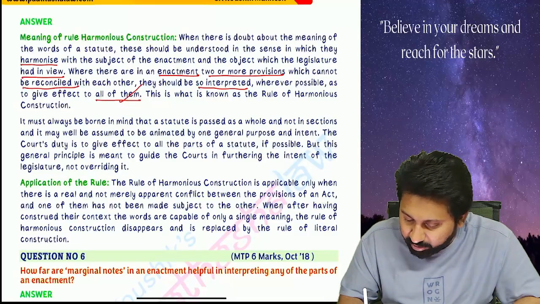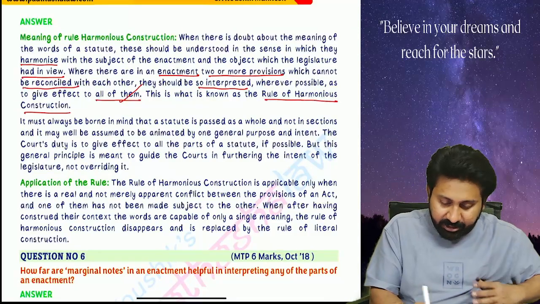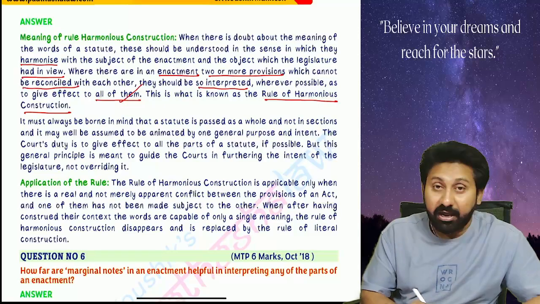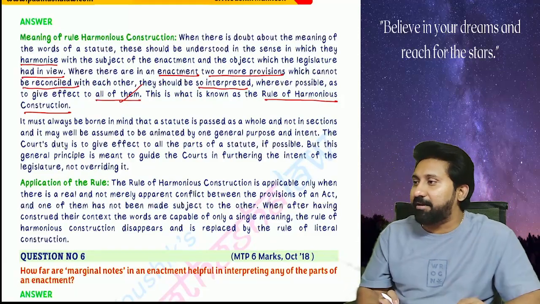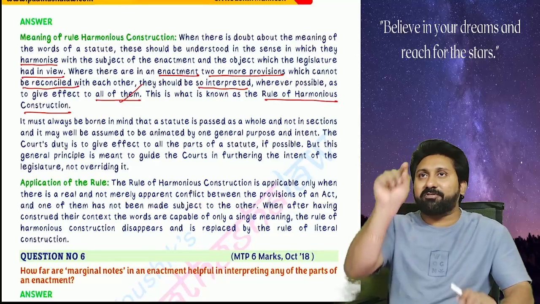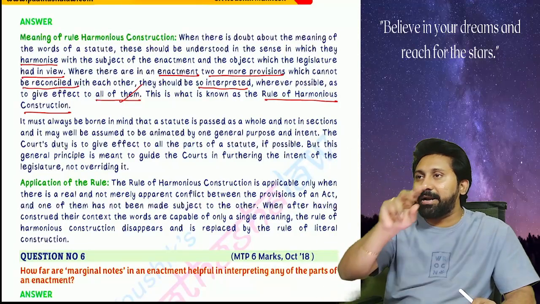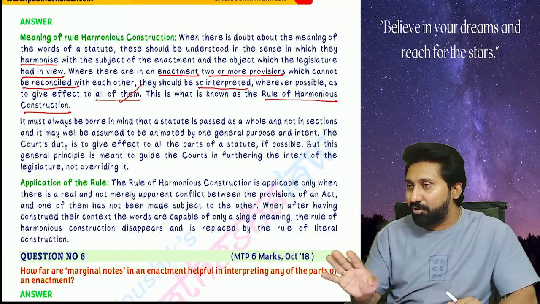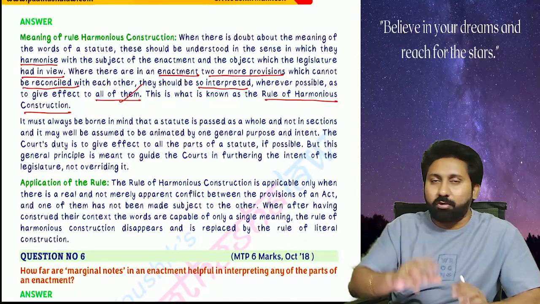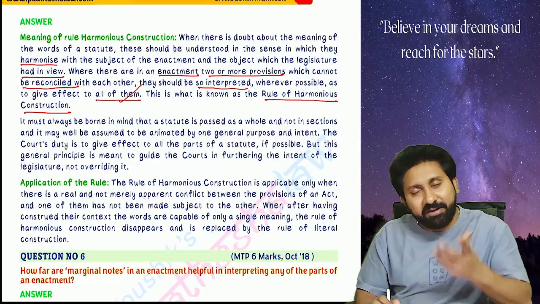This is what is known as the rule of harmonious construction. Next, I told you just now, when an act is passed, all the sections are equally important. They don't pass one section at a time, saying section 1 is approved in parliament, section 2 is approved, section 3 is unimportant. Like that they don't. The full act will come in one go. When the full act is written, every section is important.